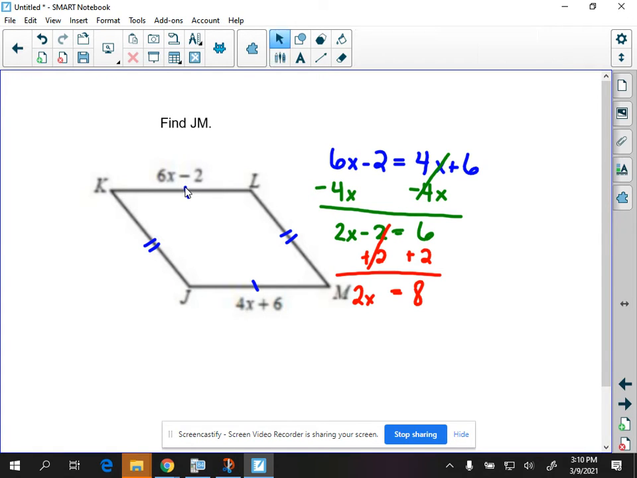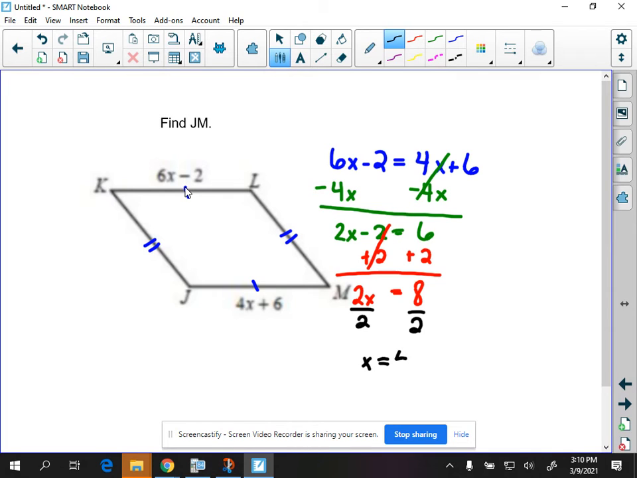And then my final step is to divide both sides of the equation by 2. So I get the x alone. 8 divided by 2 gives me 4. So that means my value for x is 4. But this question isn't asking me to find the value of x. It's asking me to find the length of JM.